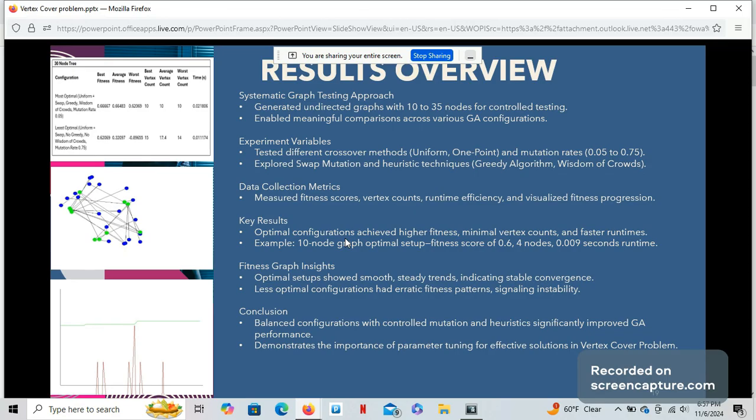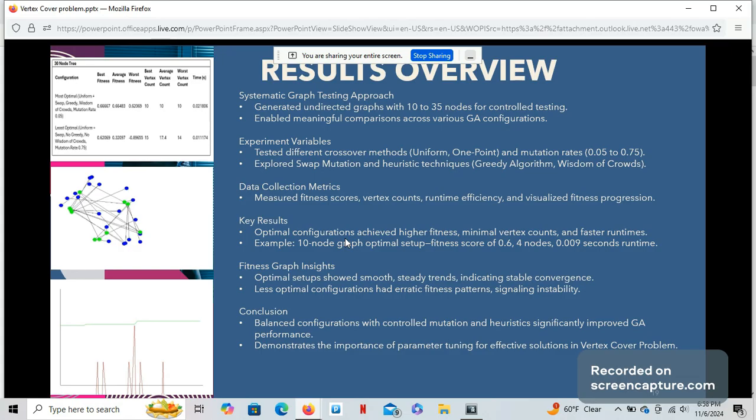So across all graph sizes, the optimal configurations consistently outperformed the least optimal ones. For example, in the 10-node graph, the best setup achieved a fitness score of 0.6 with an average vertex count of 4 and a runtime of just 0.009 seconds. And in contrast, the least effective setup had a much lower fitness score, slightly more nodes in the cover, and took longer to run. In the largest 35-node graph, the optimal configuration reached a best fitness score of 0.67647 with an average vertex count of about 19.6 nodes and a runtime of 0.011 seconds.